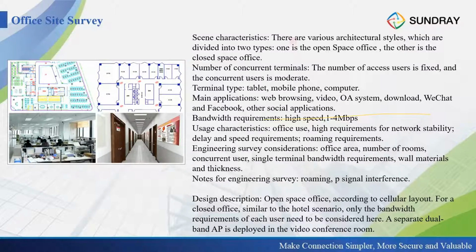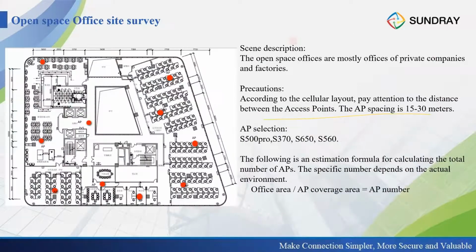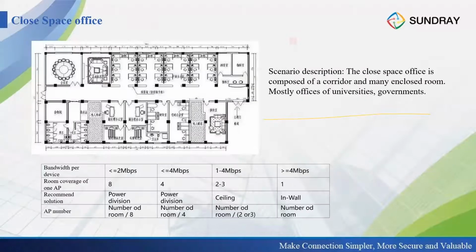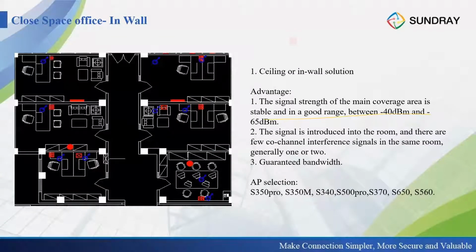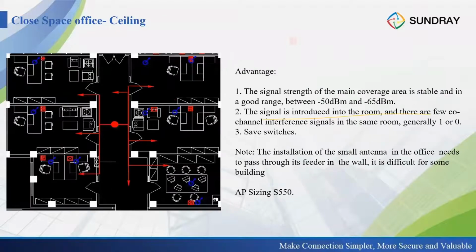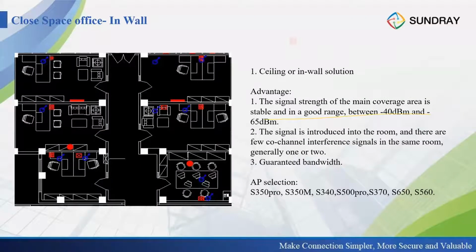Now we do the site survey for the office. First one is the open space office, which we already discussed. For the closed space office, we recommend using the inward AP, and also we can use the power division solutions, small antennas. This is the inward AP, one office, one AP. The model we can use is like this.